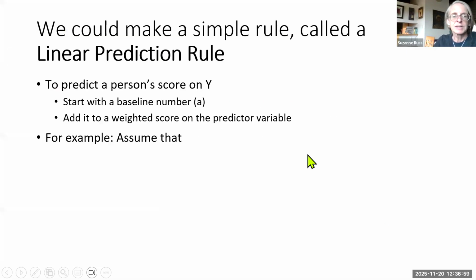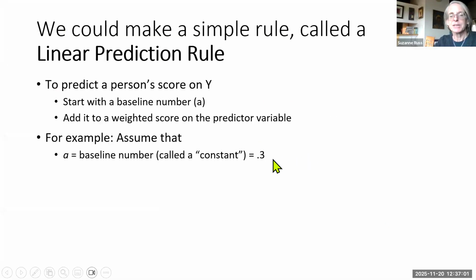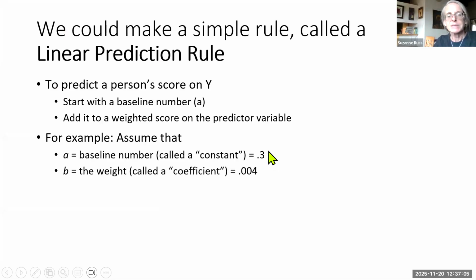There we go. All right. So A is that baseline number, and in this example, it's been calculated and it's 0.3. B is the weight, and this is that coefficient we were talking about. So we have a constant and a coefficient, and that has been calculated, and it's 0.004.